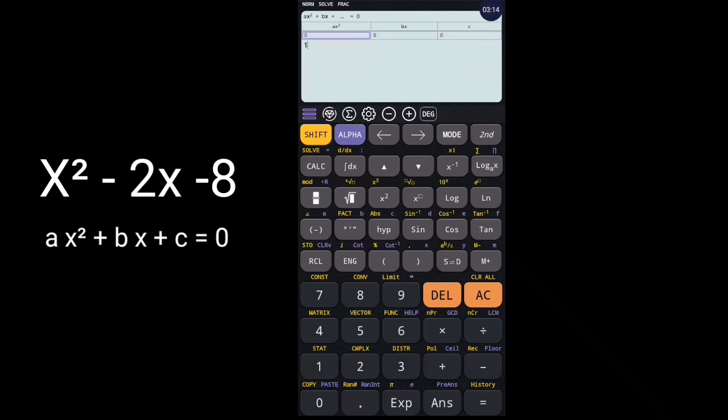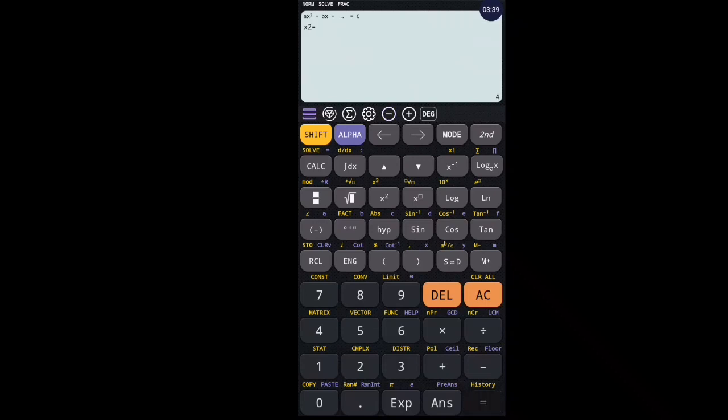and equal to. The coefficient of x is minus 2. You press minus 2 and equal to. And the coefficient c, our constant, is minus 8. We just press minus 8 and equal to. It fills in the box, and we press equal to get the roots. So it's solved for the roots. So we have our roots here.